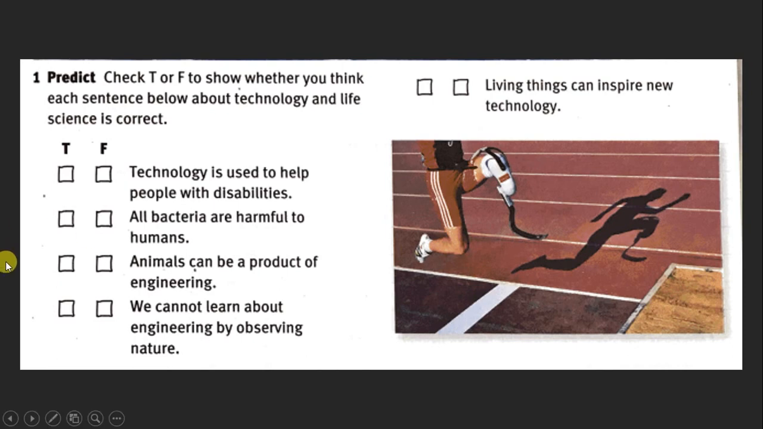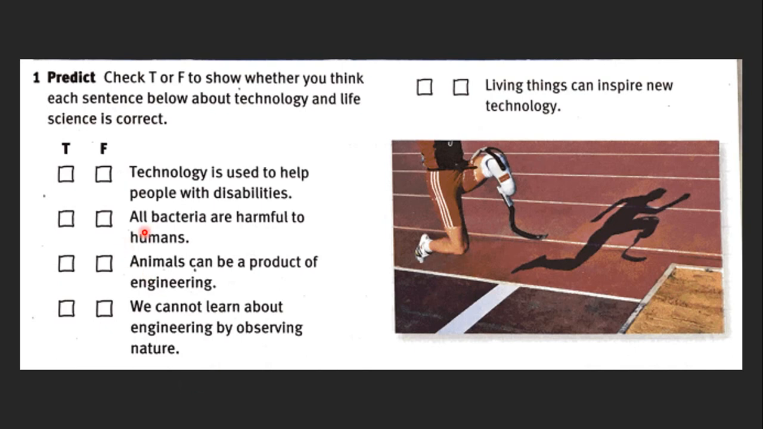Probably one of the simplest examples of technology that is used to help people with disabilities is a wheelchair, right? If someone cannot walk, then people have designed wheelchairs, both manual ones where you use your hands to power the wheelchair, as well as electric wheelchairs, where you don't even have to put in any effort, and you just push a button and the wheelchair goes forward.